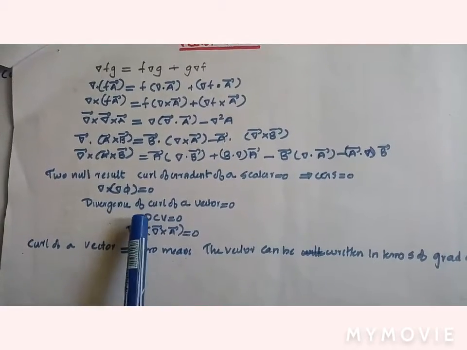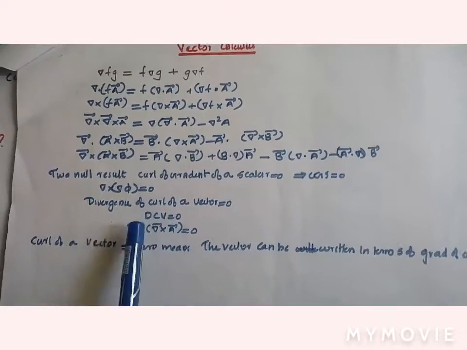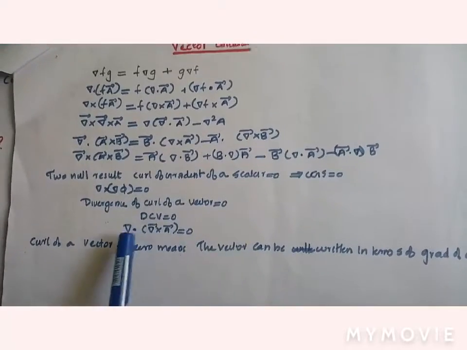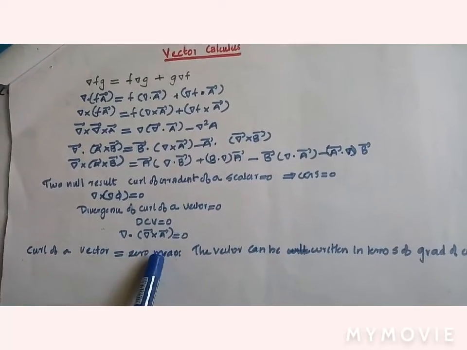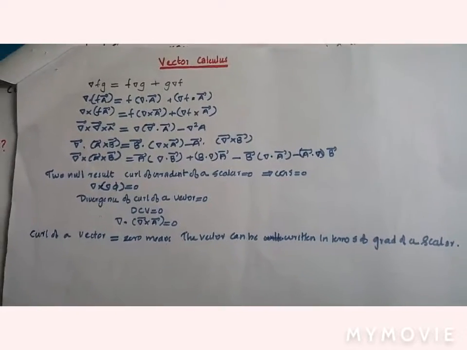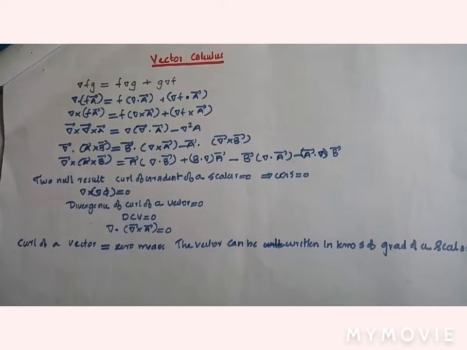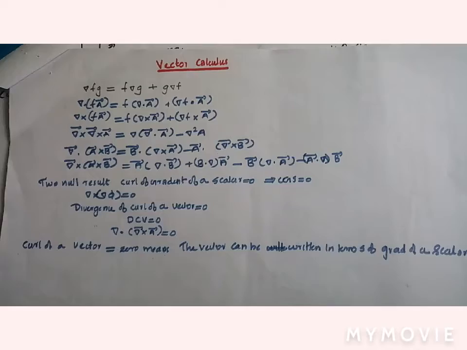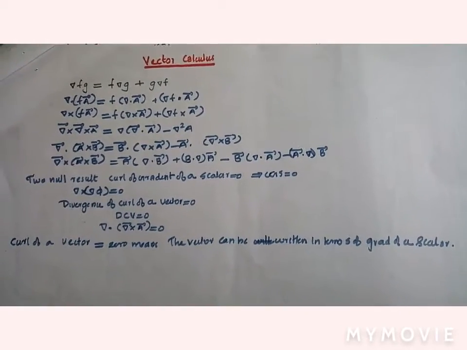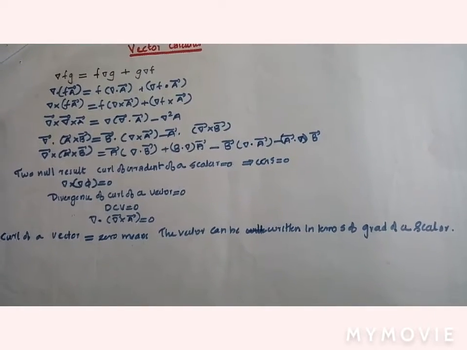Another null result, short form DCV: divergence of curl of a vector is equal to 0. Del dot del cross a is equal to 0. Curl of a vector equal to 0 means the vector can be written in terms of the gradient of a scalar. Okay, these two null results are very important, and we should learn these by heart: CGS equals 0, DCV equals 0. CGS means curl of gradient of a scalar, and DCV means divergence of curl of a vector, each equal to 0.